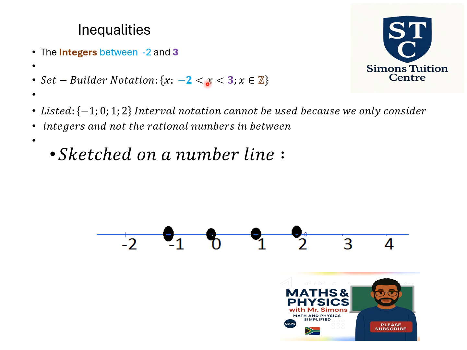So listed, greater than minus 2 is minus 1, 0, 1, 2. Smaller than 3, I end at 2. Again, this is listed because there are no rational numbers in between, so I can't consider that. So sketched on a number line, I'm starting from minus 1, 0, 1, 2, and if you wanted to include negative 2, you can make an open dot there and an open dot at 3 to show that negative 2 and 3 are not included. So these are the basic different variations of how to write them.